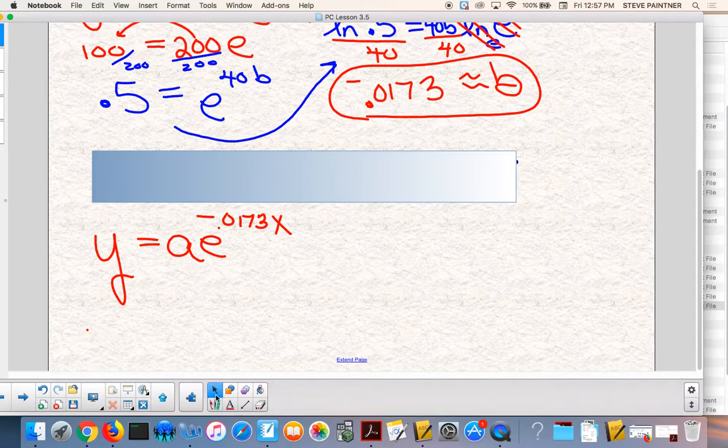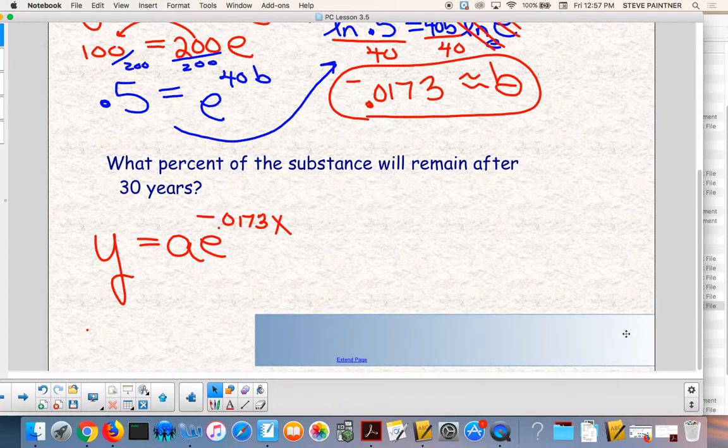Next question that I have is this. Could you guys see that? No. I blocked it up, okay. What percent of the substance will remain after 30 years? Hey guys, what would be left after 40 years? How much is still there? 50%. Okay, so after 30 years, you're expecting what? Less than 50 or more than? More than. It's more than 50% because this is not quite half-life. There should be still more than half there. Go ahead and figure that out.